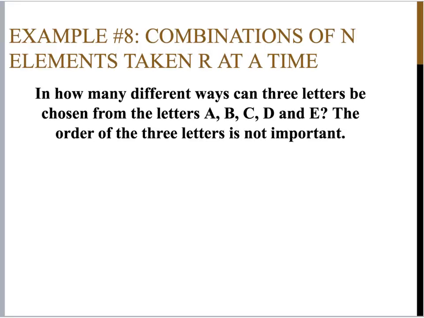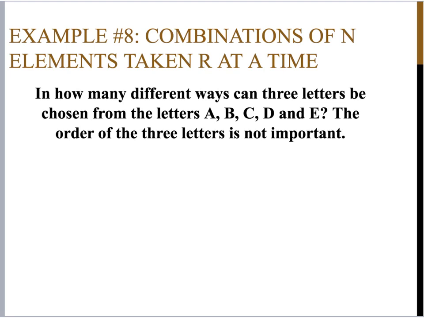So in example 8, it says, in how many different ways can 3 letters be chosen from the letters A, B, C, D, and E? The order of the 3 letters is not important. So it was very important that they told us that the order is not important, because then that lets us know that we are working with combinations.